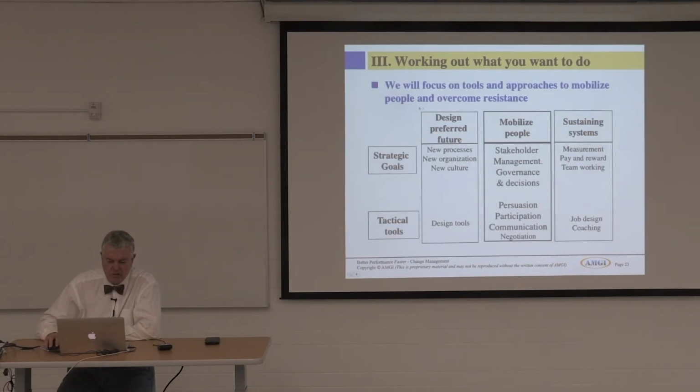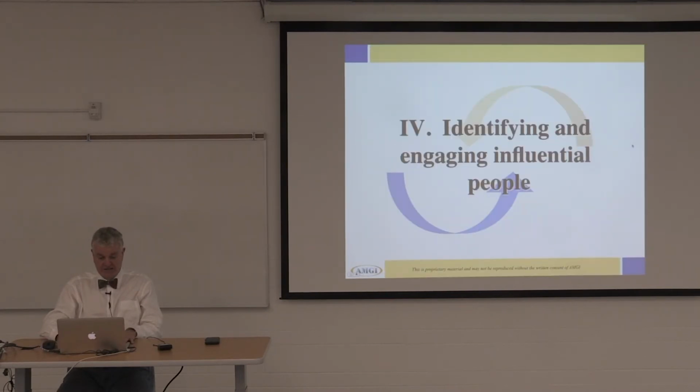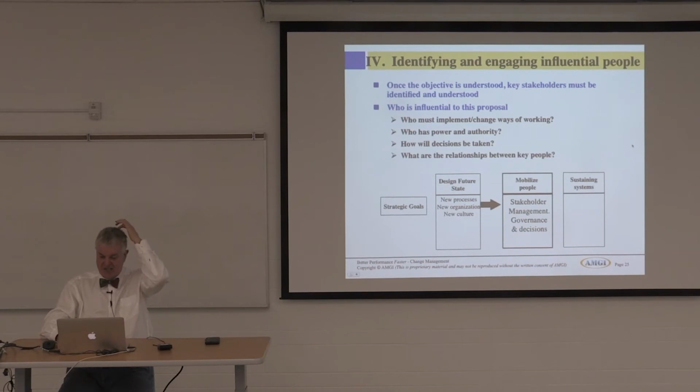Focus on tools and approaches to mobilize people. So design the preferred future, new business process, new organization, new culture, and then these are the design tools. Mobilize: stakeholder management, governance, and decision making. I think I've talked most of this. And you've got to design the jobs around these new futures and measures and rewards. This is the last section. Once the objective is understood, you've got to define who the key stakeholders are, who must implement changes, the way of working, who has power and authority, how will decisions be made, what are the relationships of key people.